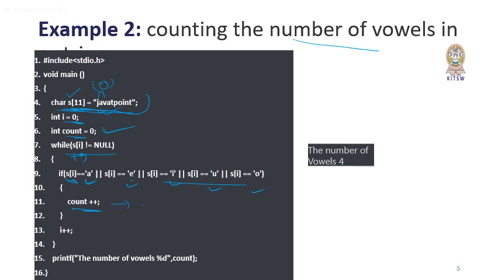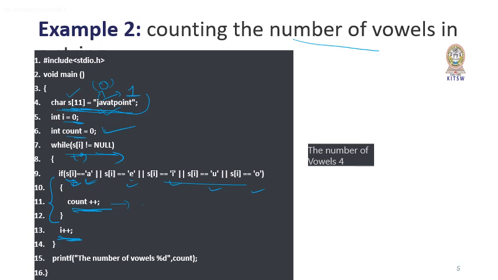And then go for the second letter. The second letter index is 1. We need to increase the index, so here we write i plus plus. This if condition is only to count the number of vowels; once this is done, we enter the while loop where we are incrementing the index.